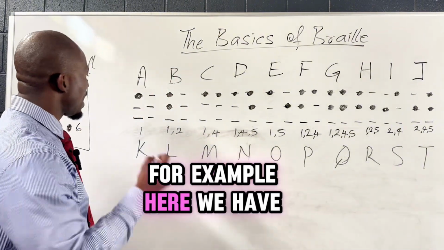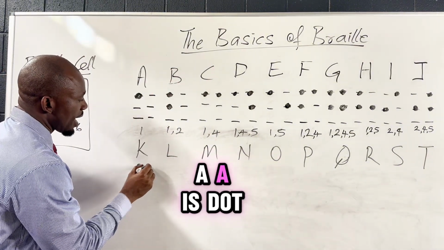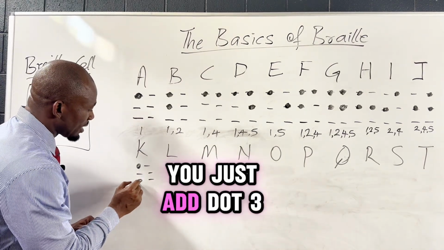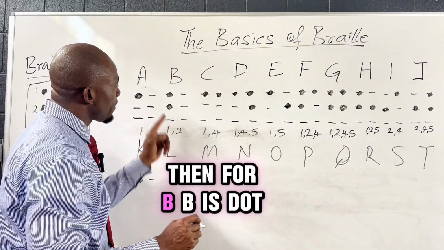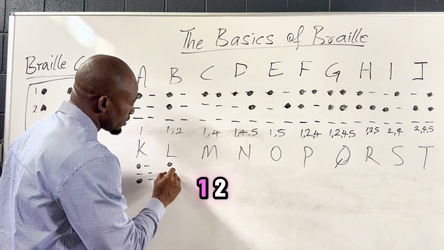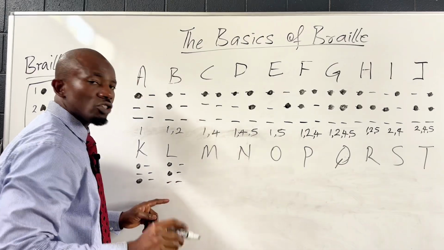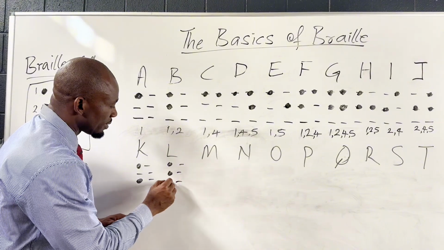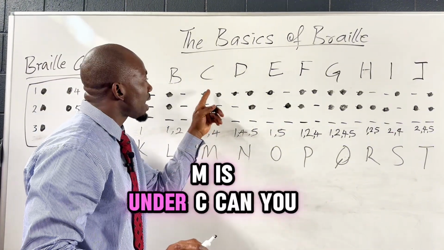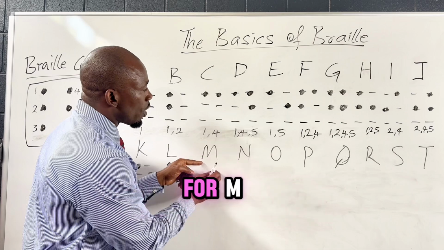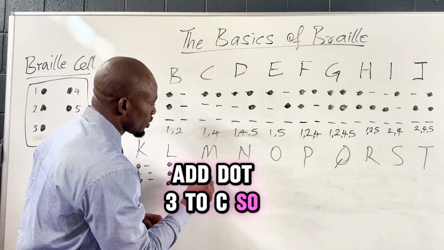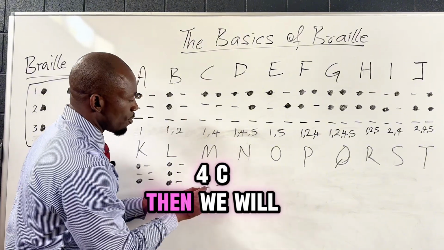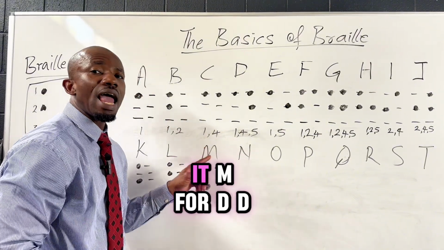For example, here we have A. A is dot 1. So to make A become K, you just add dot 3. Then for B, B is dot 1, 2. To make B become L, all you need to do is just add dot 3. Then for C, M is under C. Can you see that? So to get the Braille code for M, add dot 3 to C. So we have dot 1 for C. Then when we add dot 3, we'll make it M.